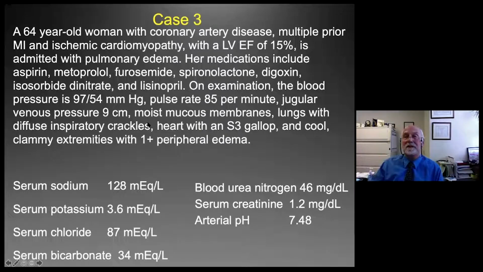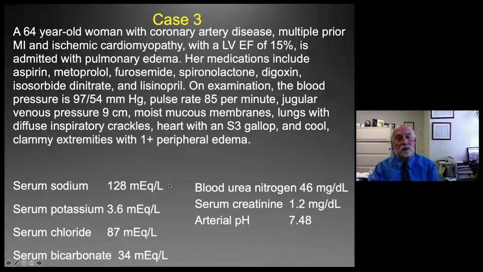Right. So let's turn our attention to case 3. This is a 64-year-old woman with coronary artery disease, multiple prior MIs, and an ischemic cardiomyopathy. She has an ejection fraction of 15% and is admitted with pulmonary edema. She's on this list of medications that include metoprolol, a diuretic, spironolactone, digoxin, isosorbide, and lisinopril. She is relatively hypotensive at 97/54. JVP is 9 with moist mucous membranes. She has inspiratory crackles, an S3 gallop, cool extremities, and 1+ peripheral edema.